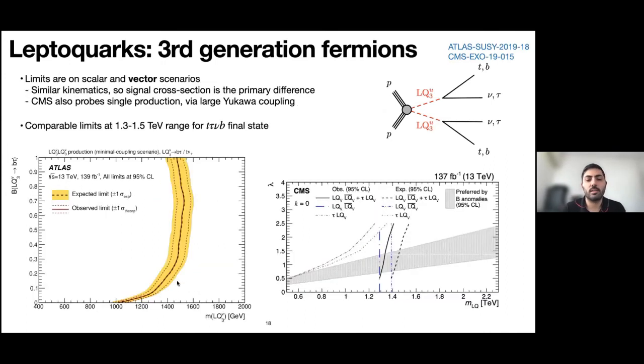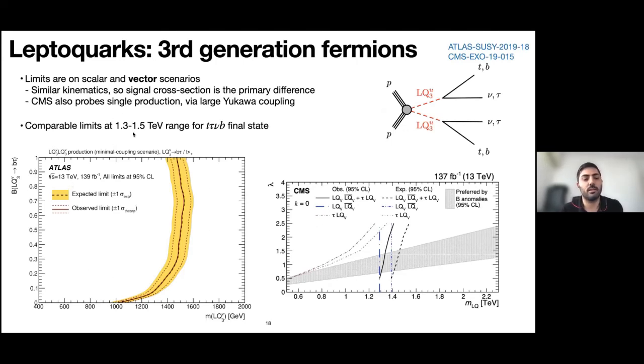And both analyses set very comparable limits, as you see on the next page in the leptoquark mass plane. Now, the CMS limits are presented in the plane of leptoquark mass versus coupling strength, because CMS was also probing the single production mechanism for leptoquarks with larger coupling, which I didn't talk about much. But for small couplings, at lambda less than one, these two searches are really identical.